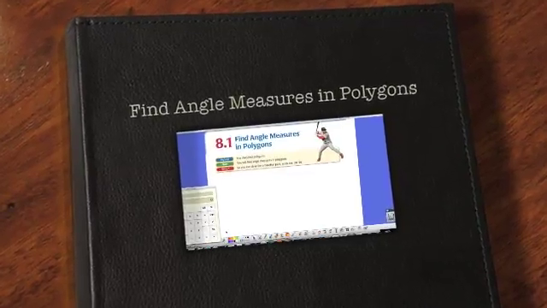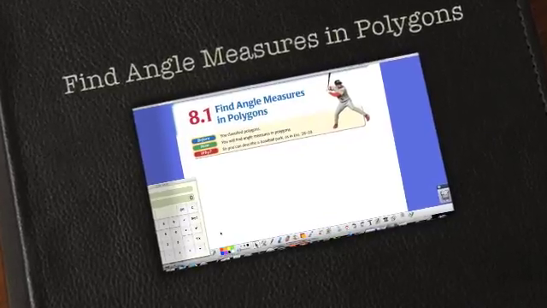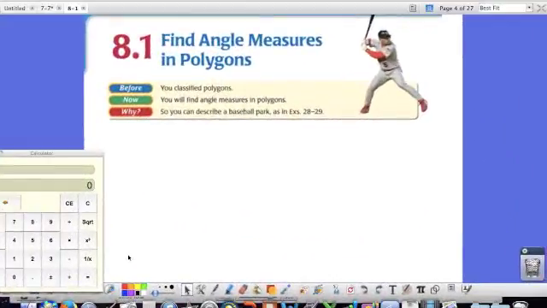We are whizzing along in the textbook and we are starting chapter 8, quadrilaterals and polygons. So in 8.1 we are going to find angle measures in polygons.